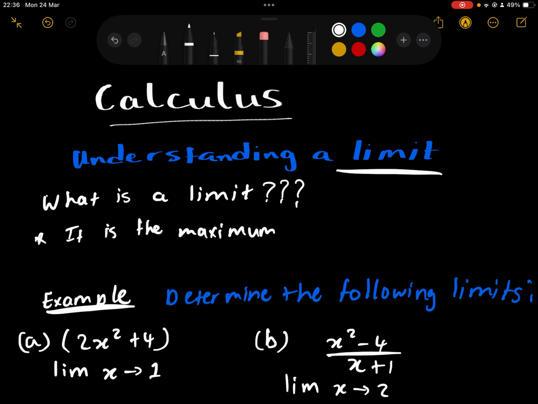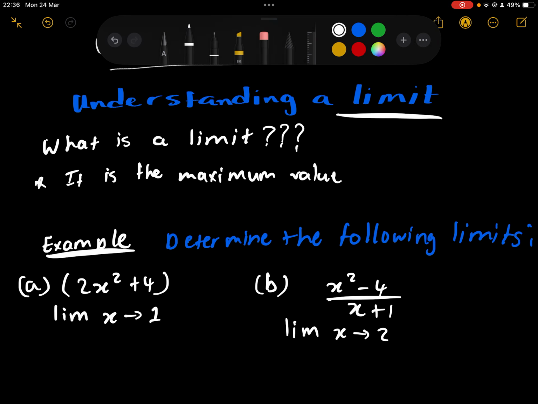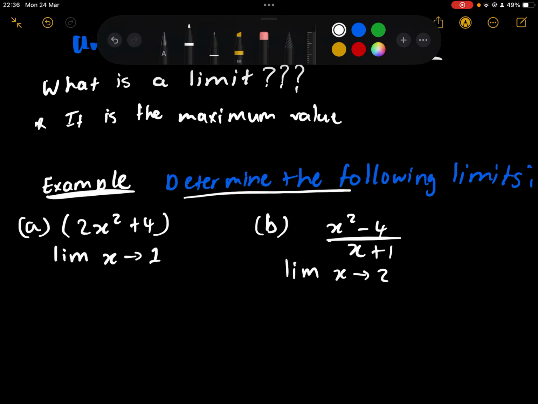So whenever you're looking at graphs, how do we actually do it? Usually you'll be given the limit of x, and you have to determine y. So for an example here, they said we must determine the following limits.